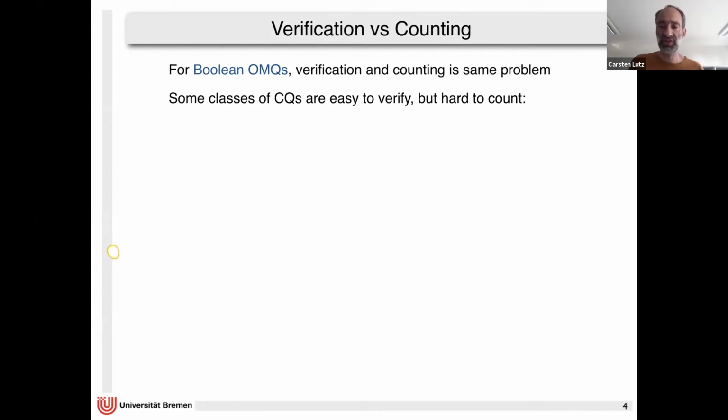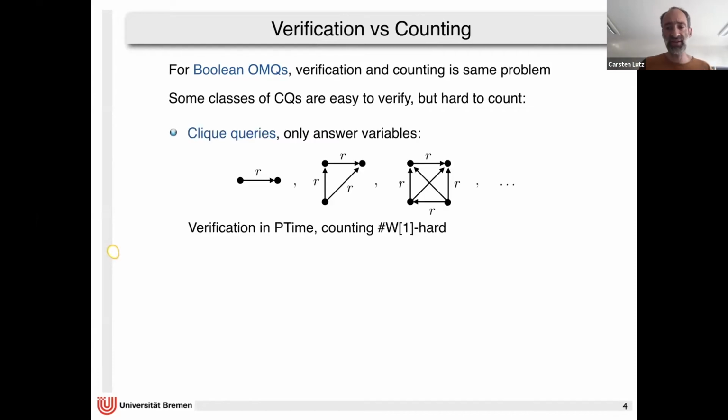Let me show you two such classes, and this is only conjunctive queries. There are no ontologies here. So the first class is this. The queries take the form of cliques, of increasing size. All variables here are answer variables. And if you look at this class of queries, then verification is trivially in p-time, because what do you have to do? You get an answer candidate, right? The only thing you have to do is verify that all the edges are there in your answer candidate. That's easily possible in p-time.